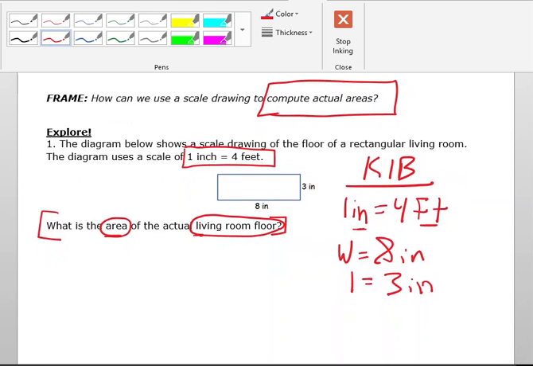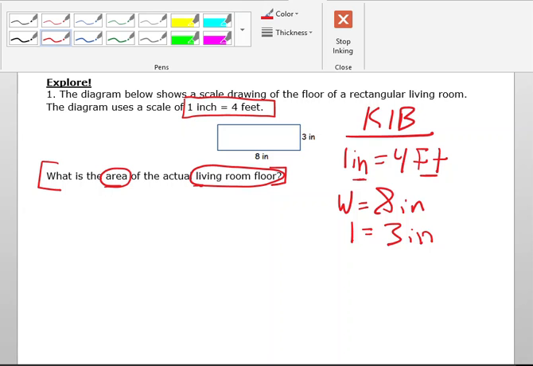So I know that my scale is here. 1 inch is equal to 4 feet. Just as a reminder, that means that if it's an inch here, it's 4 feet in real life. And then I have my width and my length. I need to find the area of the actual living room floor. In order to do that, I need to find the actual widths and lengths.